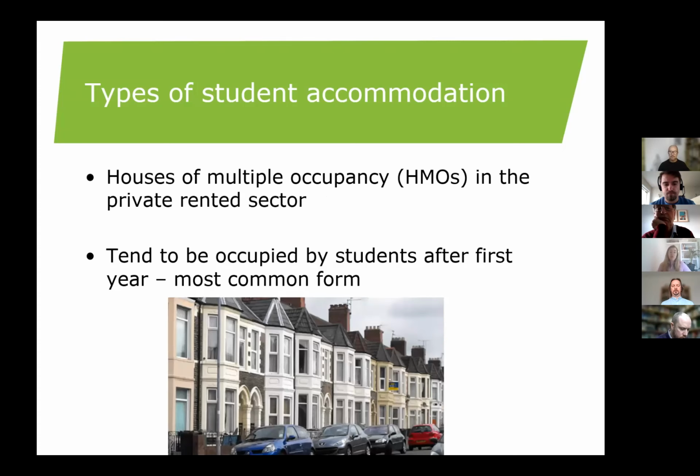And then the other one which we're going to talk about is houses of multiple occupancy, or HMOs. So these are your multiple bedroom properties with shared facilities, shared kitchens, bathrooms and things like that. Generally occupied by students in their second year or higher. Master's students, PhD students as well can sometimes live in these.